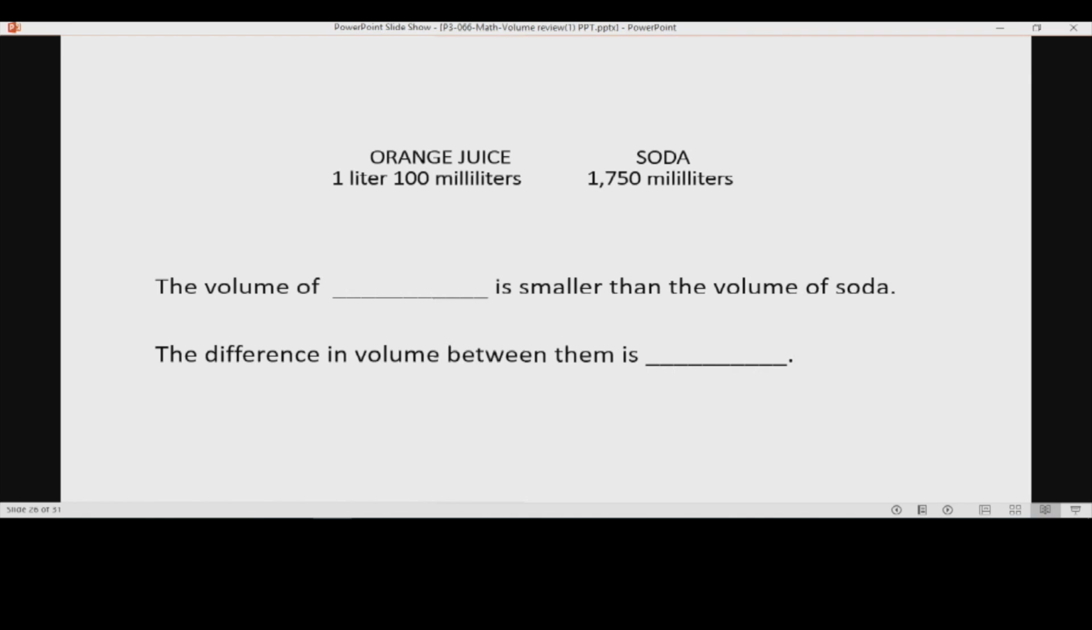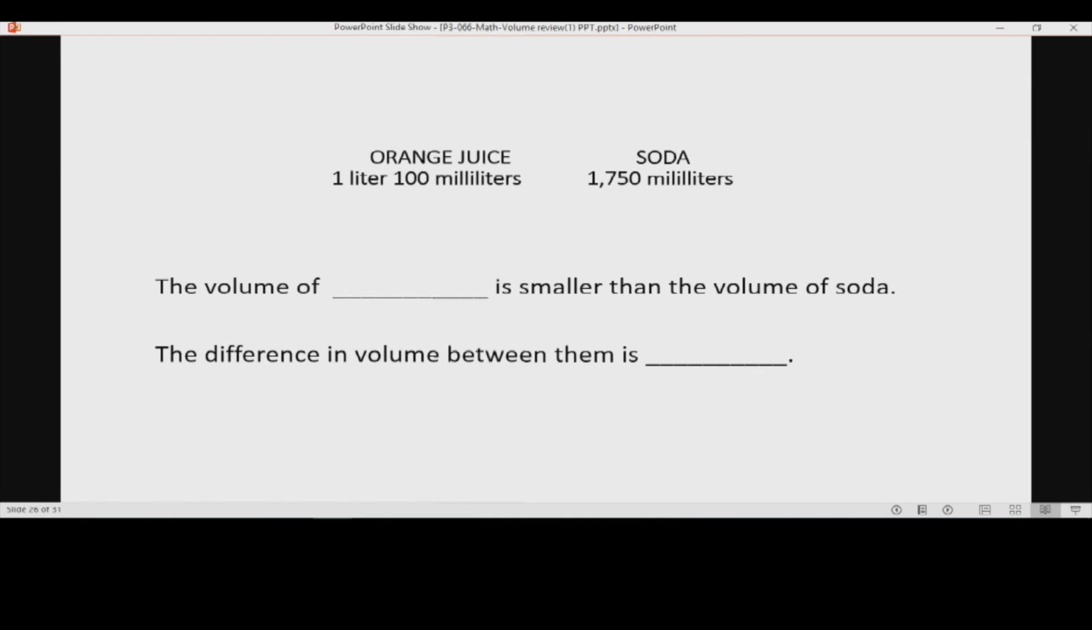1,750 milliliters. So which one is greater? Soda. So we can say the volume of orange juice is smaller than the volume of soda. And what's our difference this time?